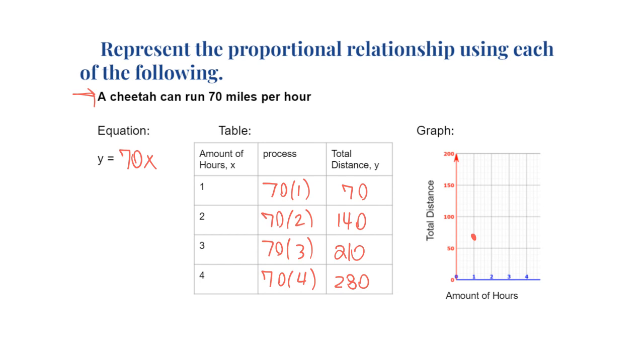The next one, I have 2 hours, 140, so over 2 to the right, up to 140, which is almost to 150. 3 hours, I'm going to go right 3 and up to 210, and I'm actually running out of space here on the graph, so I'm going to estimate this would be about 250, so I can estimate where my hour 4 would go, so to the right 4, and then up to 280 would be probably about here.